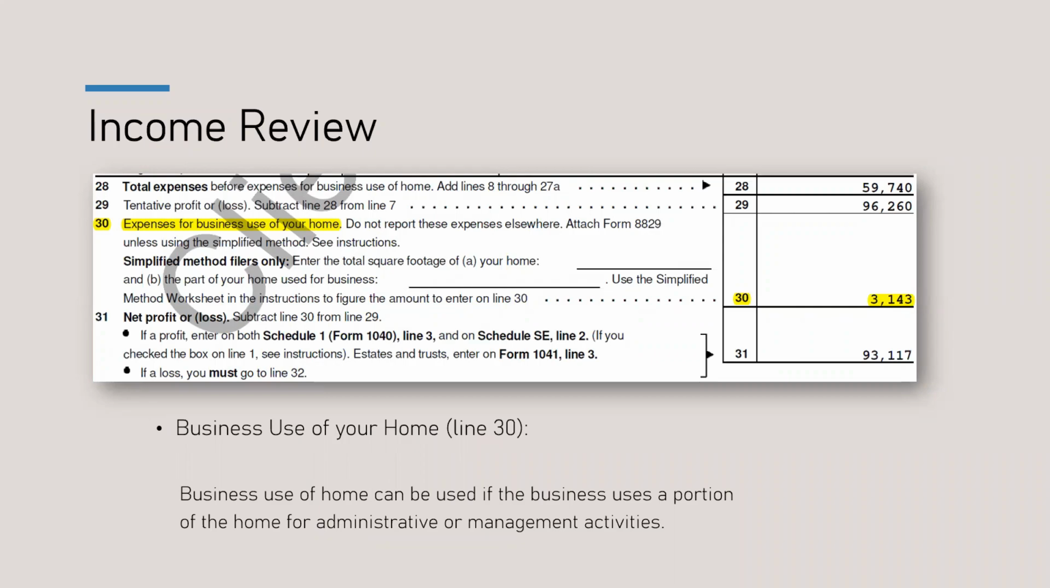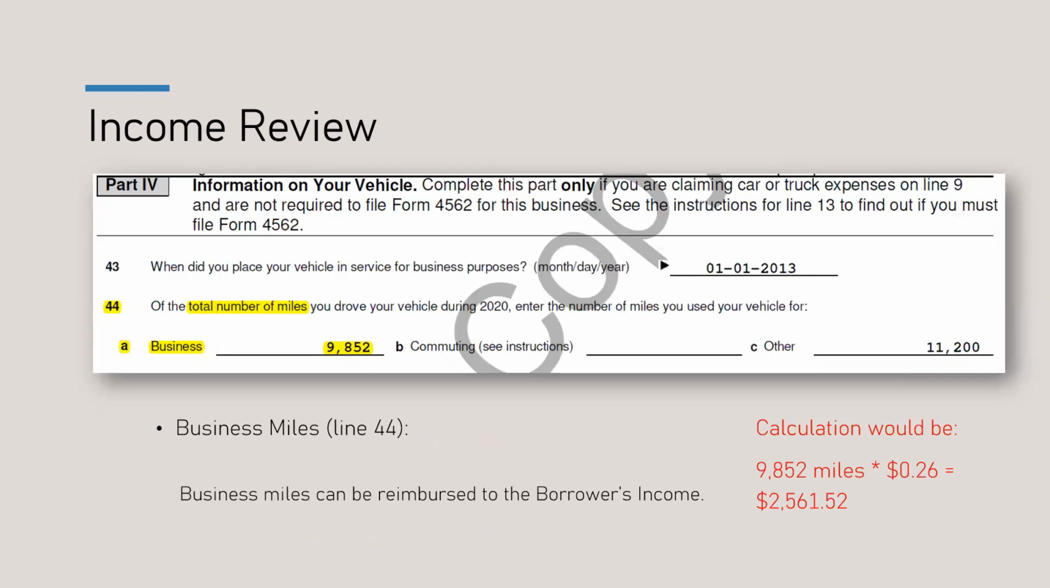For a self-employed borrower, your miles here are basically going to be calculated. Every year is a little bit different, so you can definitely check with us. This year, it's 26 cents per mile. When you have a borrower who is writing off business miles, so not commute miles, not other miles, it would be your 44A miles that you can go ahead and reimburse to the borrower's income.